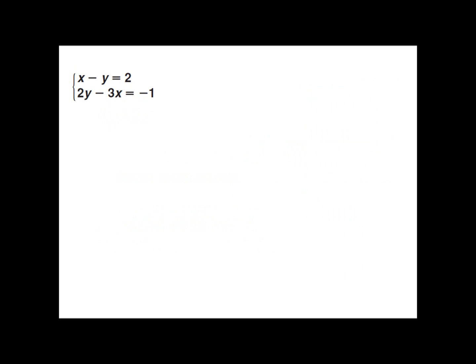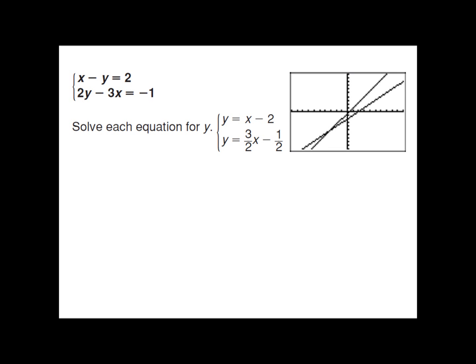Let's try this one. x minus y equals 2. 2y minus 3x equals negative 1. Graphing the two lines, it looks like the lines cross somewhere, maybe by x equals negative 3. What's that y value? Well, that's not a real great graph. I mean, they actually drew this with a calculator and printed it in the book. So, what do we do if we're not quite sure?